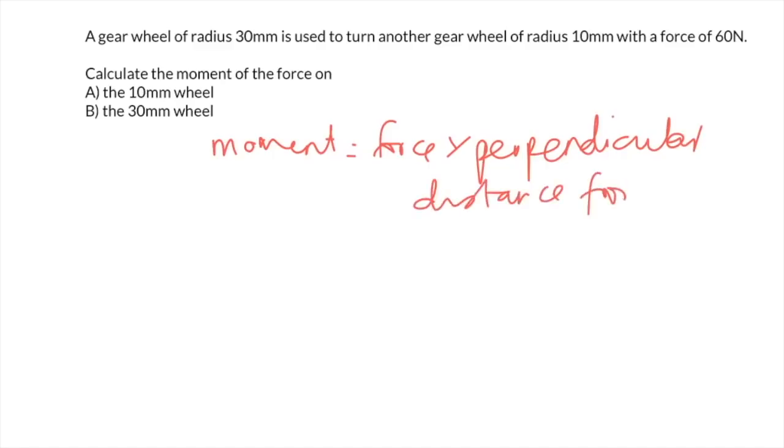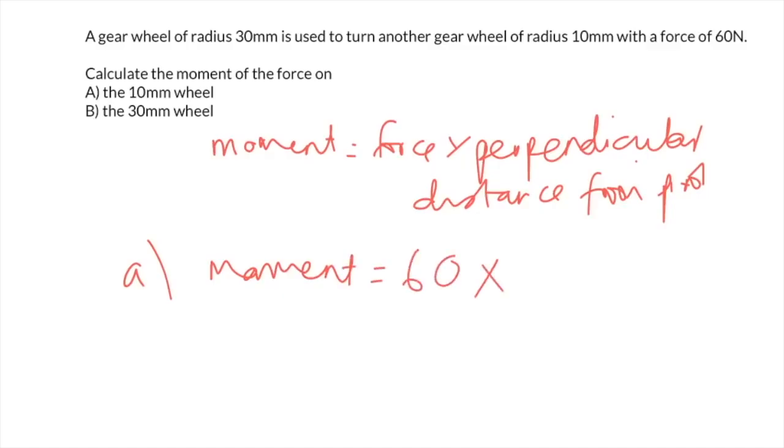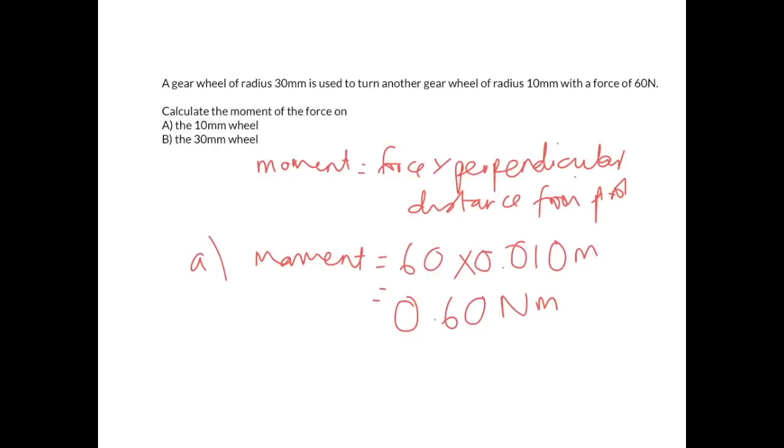Now the crucial thing here is to realise that the radius of the gear wheel is the same as the perpendicular distance from the pivot, so you're literally allowed to substitute those values in for each other, and that makes it quite straightforward. So for the moment for the 10 mm wheel, you're just going to write moment equals force, which is given as 60 newtons, times the wheel radius, and remember our SI unit for distance is meters, so you just need to convert 10 millimeters to meters, and that gives you a value which is 0.010 meters. Pop that into your calculator and you'll get a value which is 0.60 newton meters.